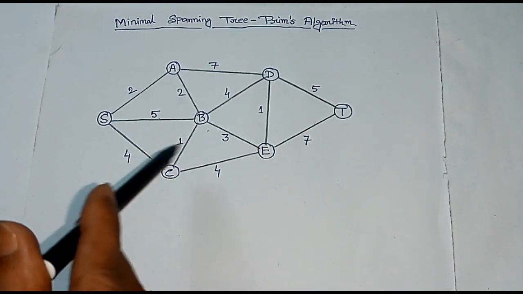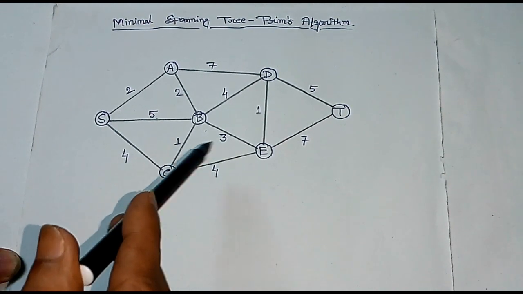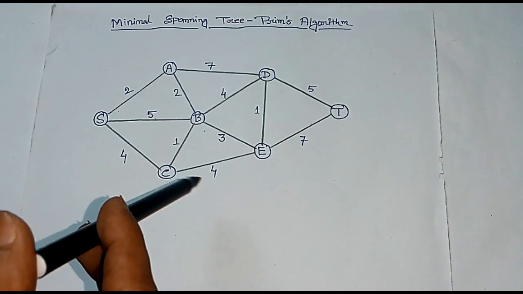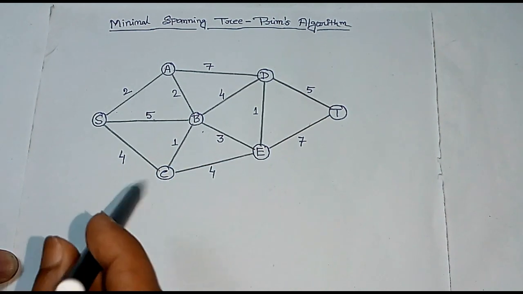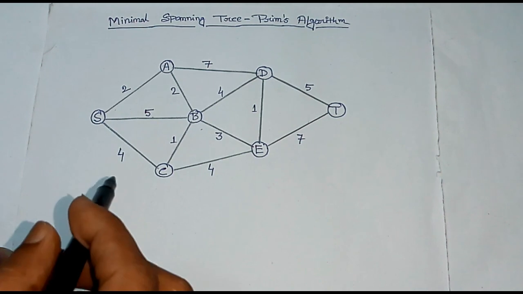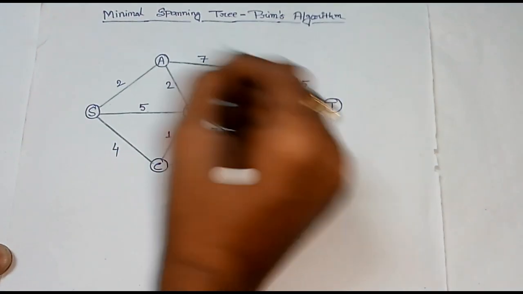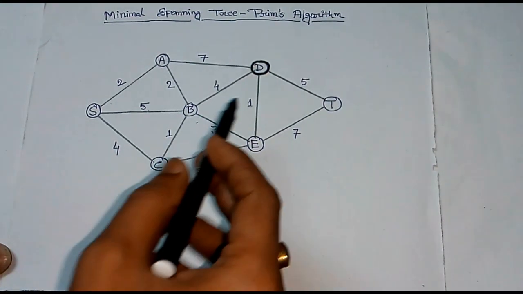This graph contains 7 vertices, so a spanning tree of this graph will have 7 vertices and 6 edges. We shall find that spanning tree with minimum length by Prim's algorithm. In this algorithm, we may start with any vertex. Suppose we are selecting this vertex D first of all. You can select any vertex as a starting vertex. Here we are selecting D.